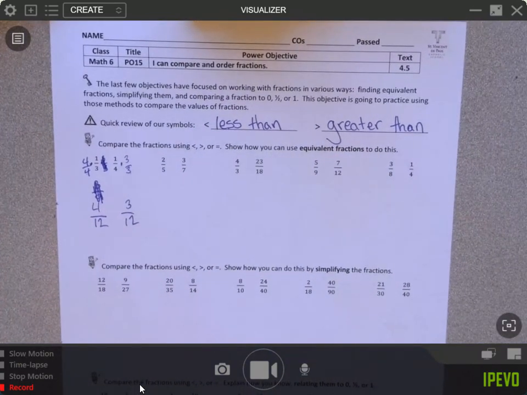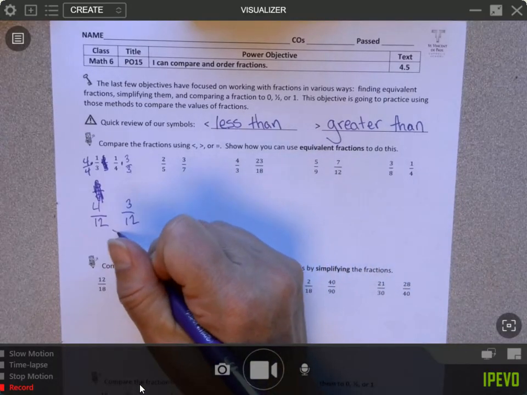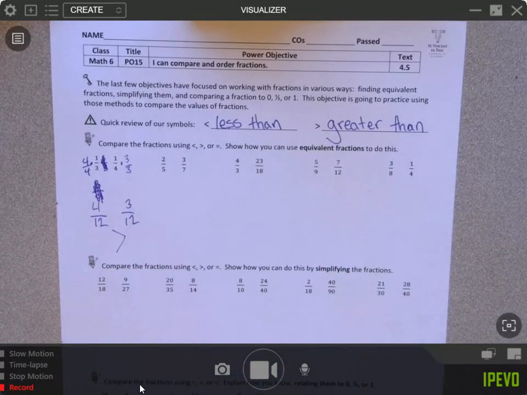Is that 4/12 less than, equal to, or greater than 3/12? Adeline? 4/12 is less than 3/12? Yeah, because that numerator of 4 is bigger than the numerator of 3. So I'm going to put the greater than symbol. We can only compare those numerators if the denominators are the same. Bennett?